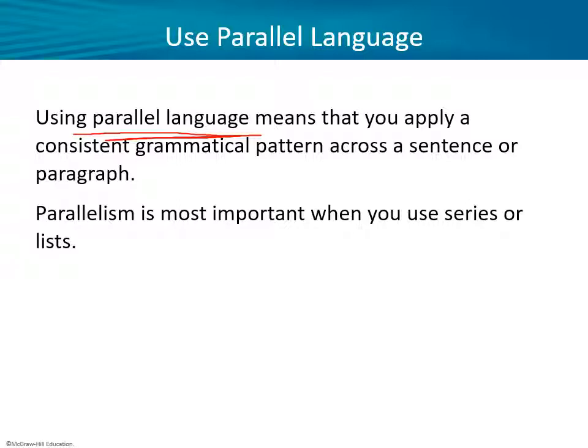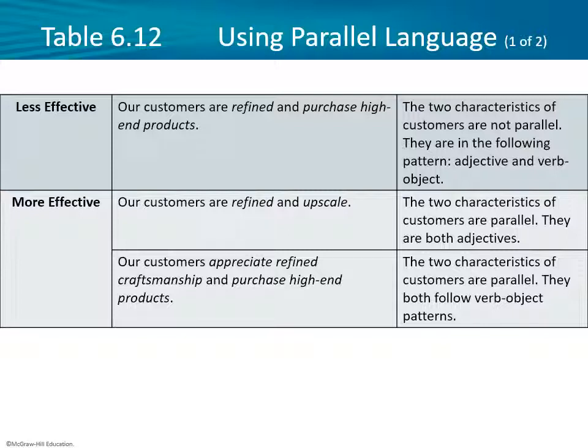Parallel language. What is that? Well, it's just consistent grammatical patterns across sentences or paragraphs. And they say it's most important when you use a series or lists, so anything following a colon, for example, or a bulleted list. You want to keep it parallel. I emphasize this again with resumes. Usually in a resume, you'll have a section called work or job experience, where you list the different tasks, duties, and awards you received at your various jobs. I think it's really important to make sure those are all formatted in exactly the same way.